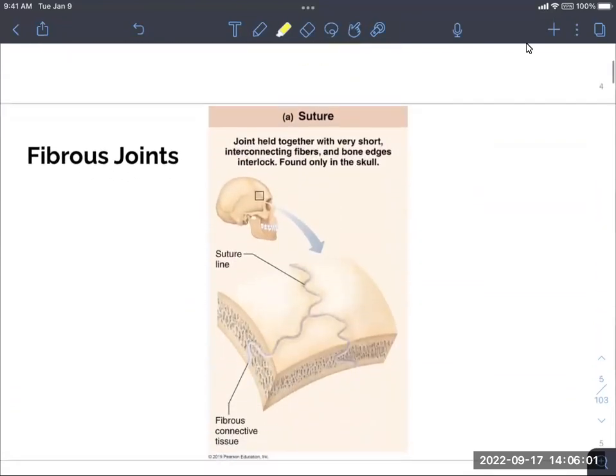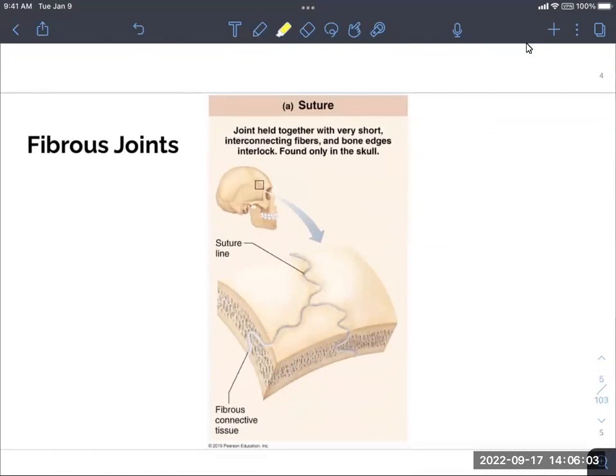So here are sutures. Sutures are the ones found in the skull, and they have fibrous connective tissue that joins one bone to the neighboring bone. Sutures are only found in the skull.